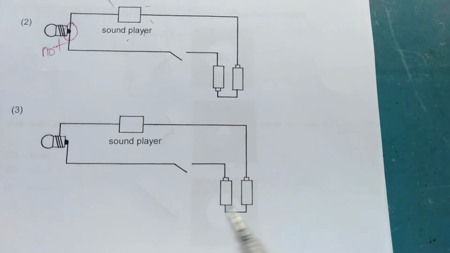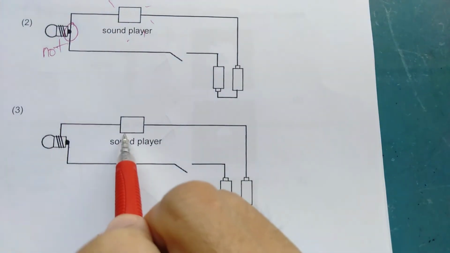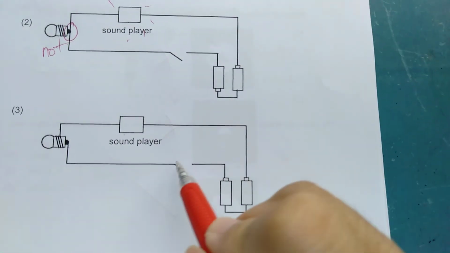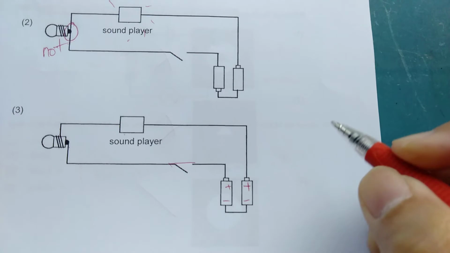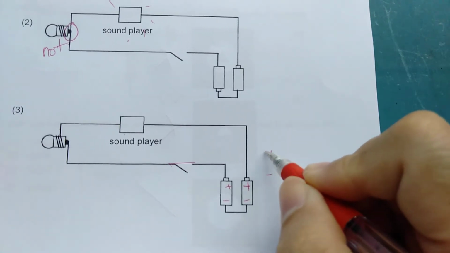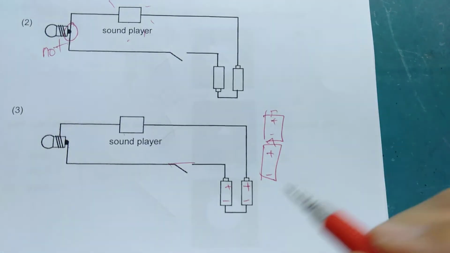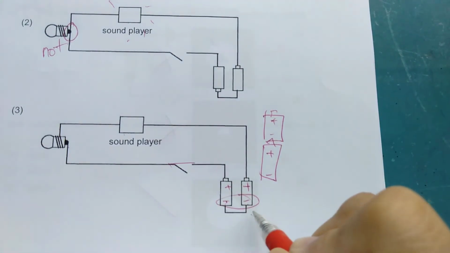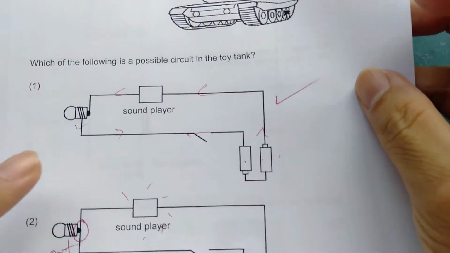In this case here, the bulb is connected properly to the wires. Sound player, yes, very good. Okay, if I close this, very good. The problem here is the battery, you see. Batteries must be arranged as plus, minus, plus, minus. This is the correct arrangement for the battery. But here is minus to minus. The battery is put in the wrong position, upside down. So this one cannot work. No current will flow through. Answer is number 1.